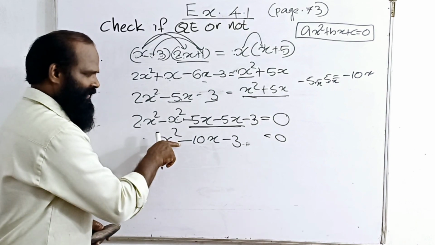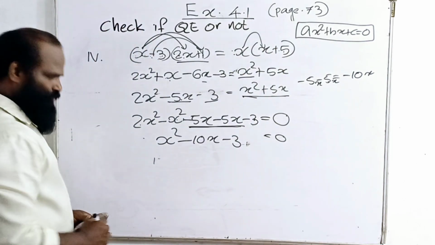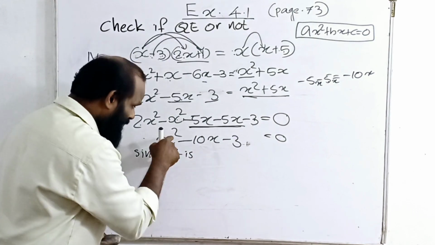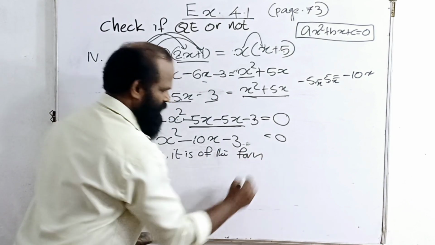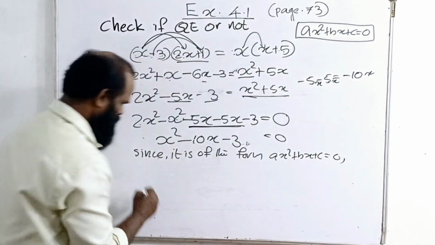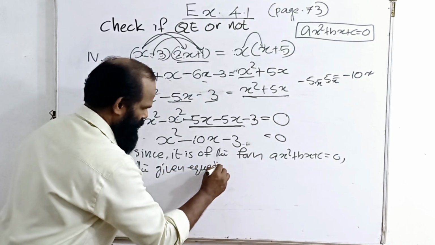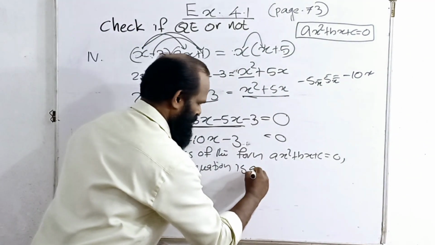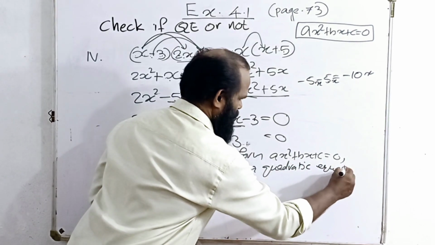This is exactly a quadratic equation. This is exactly the same as the standard form. So we conclude, since it is of the form ax square plus bx plus c is equal to 0, the given equation. Which is the given equation? This is the given equation. It is a quadratic equation.